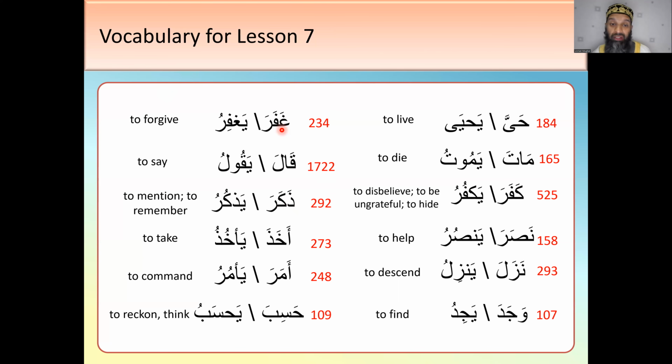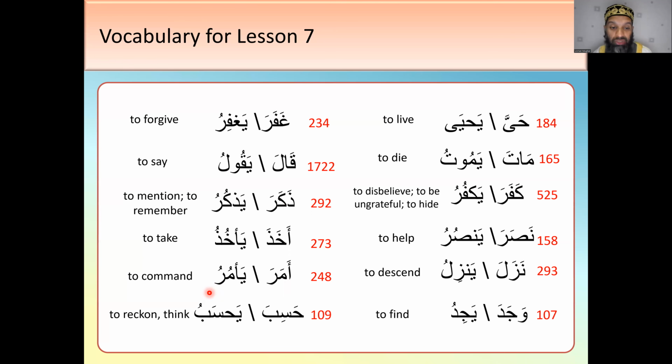Allahumma ghfir lana. Ghafara. That's what that is. Okay, next one. Akhadha ya'khudhu, 273 times, means to take. So we can see this is regular. This one is irregular. This one is regular. This one is irregular. This one is also irregular.